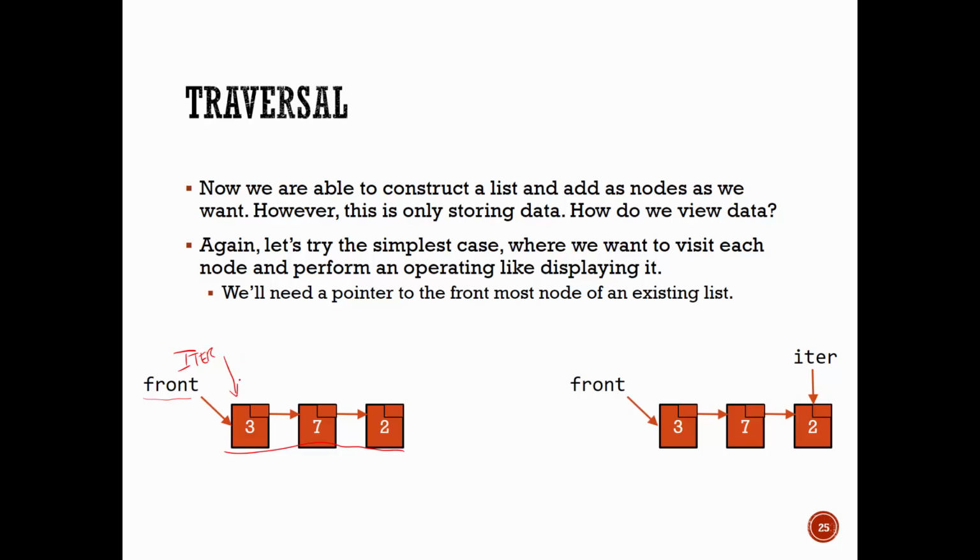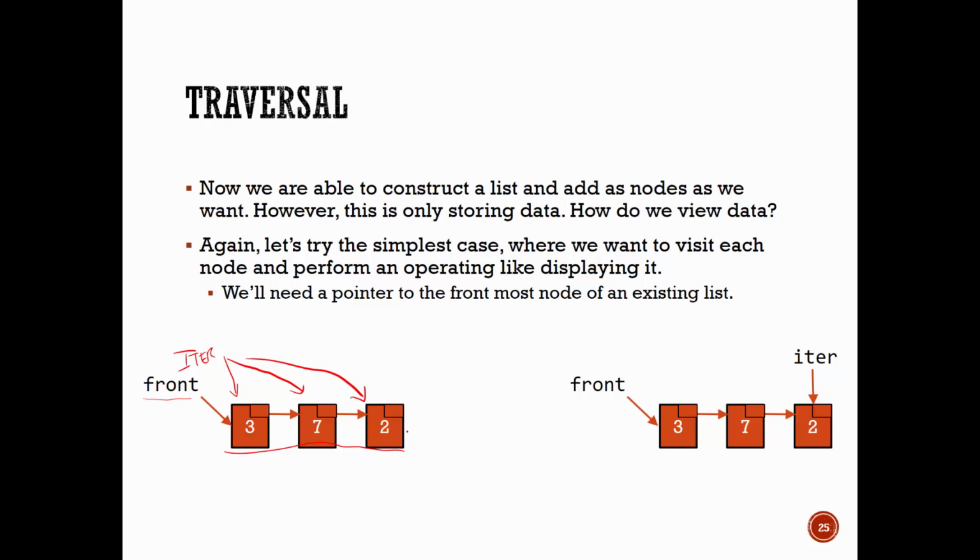So let's say initially it knows about 3. And then I can move it forward so it now knows about 7. Then I can move it forward so it knows about 2. And so on. What I could do is have a loop where I look at every node in turn, one at a time, and I walk along and touch each of them. And then once I'm at each of them, I can do whatever I want. That's the basic idea of traversal. It's a way to look at every node in a list and perform some operation.